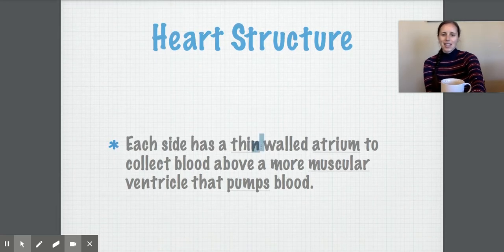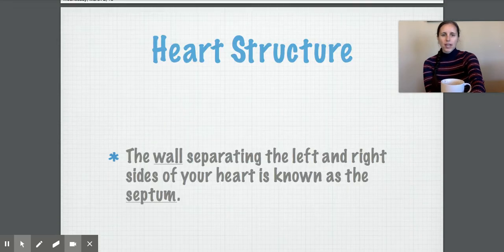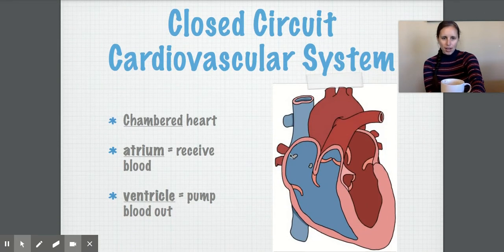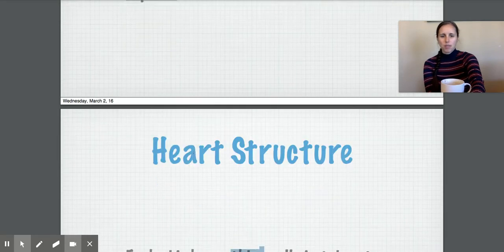Each side has a thin-walled atrium. So again, if we go back up here, we've got our atrium at the top, and you can see here it's got very thin walls. So we've got our atrium on this side, we've got our atrium on this side, made up of thin walls.